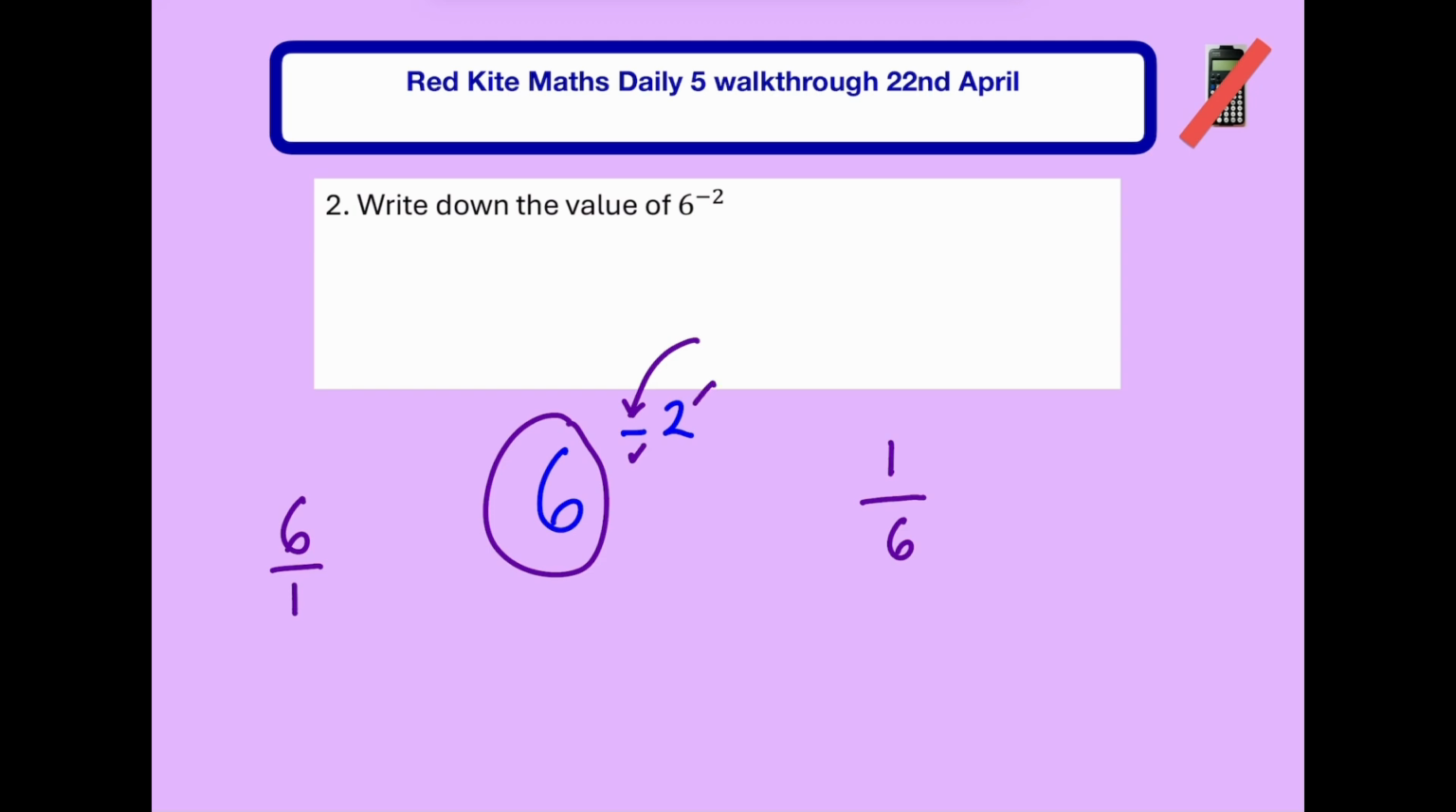Now we need to use up this power. So this means we square the numerator, we square the denominator. 1 times 1 is 1, and then 6 squared, 6 times 6 is 36. So that's our final answer.